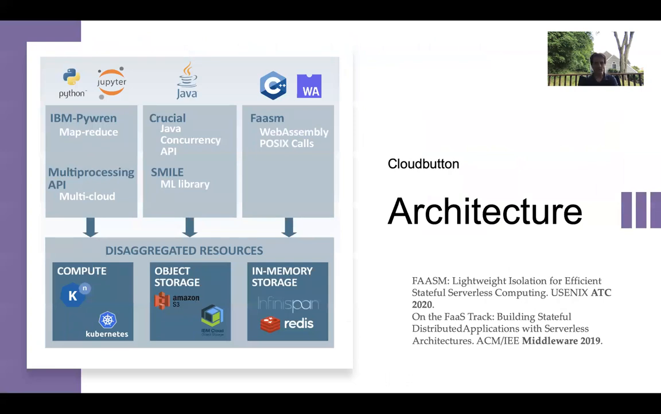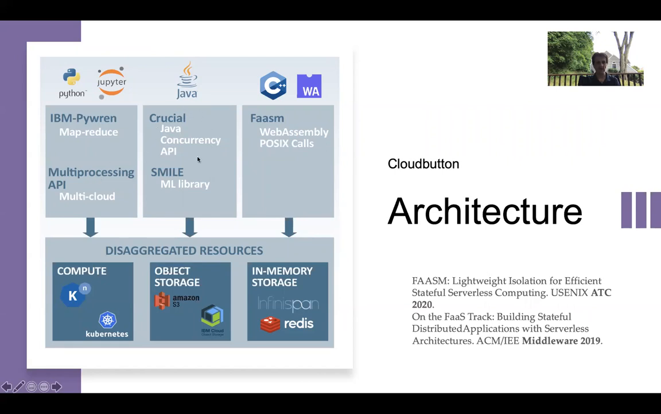The architecture of the project has been organized in three main pillars. We have a pillar that is focused on Python technologies and Jupyter notebooks. IBM and URV are working intensely here, basing their work on IBM PyWren, but going beyond. As I said, we are intercepting Python programming libraries like the multiprocessing API.